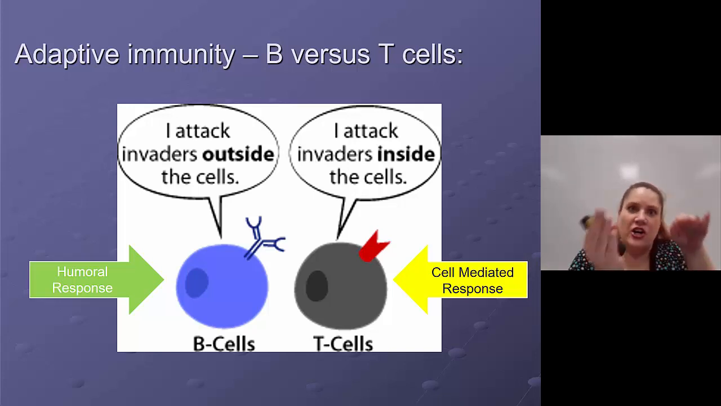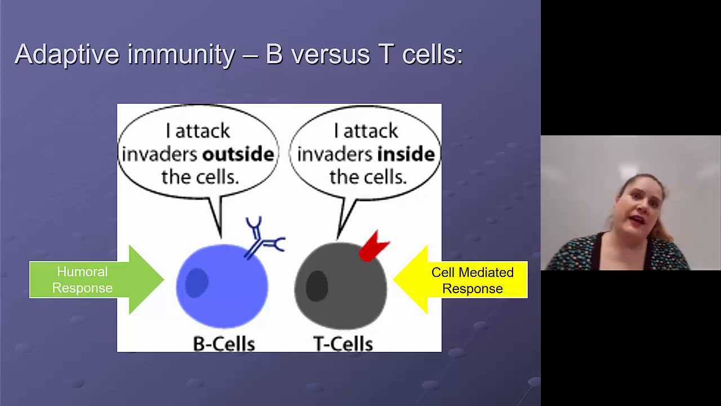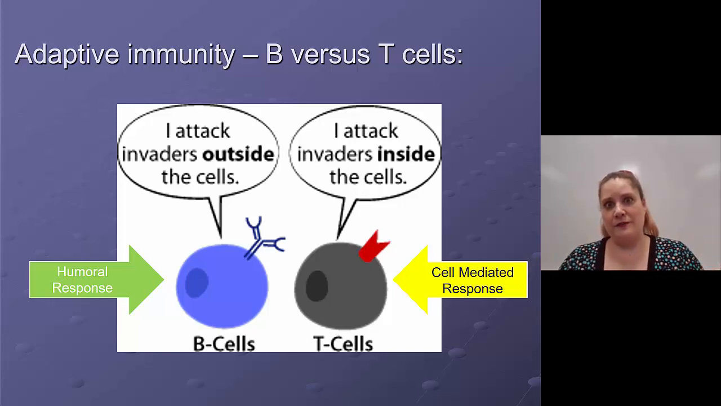It's not like they go in, take out the invader, and leave the cell alone, and the cell is fine. The cell is collateral damage. The cell that's been infected is going to go along with the invader. So it's not just the invader. Again, B cells attack invaders, T cells attack infected cells. B cells, humoral response; T cells, cell-mediated response.